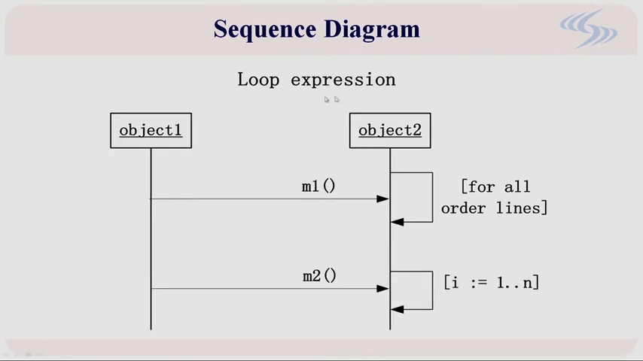Sometimes the loop expression may be expressed in this way. Let's say some events may happen, okay? Message 1 is sent from object 1 to object 2, and maybe more events happened. But all of this will be within this loop condition. For all other lines, M2 may happen with the condition of this loop, i varies from 1 to n. So this is another way for loop expression.